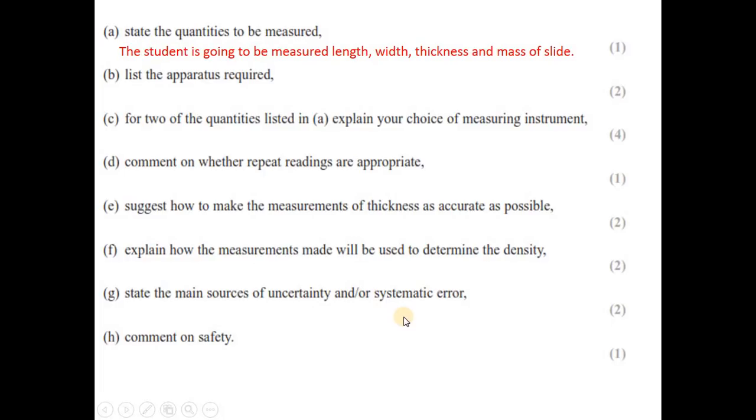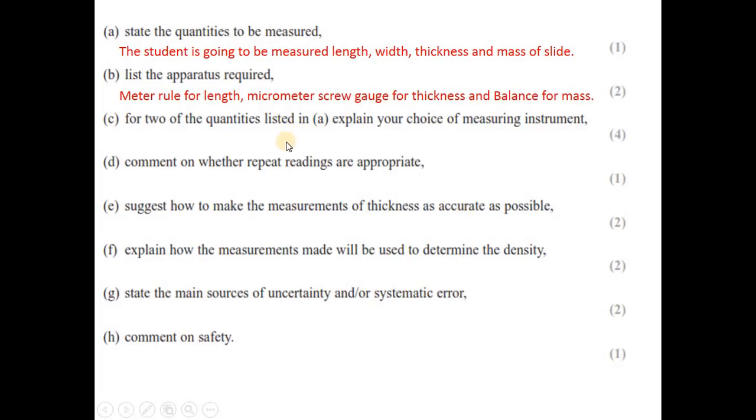List the apparatus required. Of course, for length and width, we can use a meter ruler. Thickness, because it's a very small measurement, so we can use a micrometer screw gauge. And the mass, we can use a weighing balance, a mass balance, for calculating the mass. For two of the quantities listed in A, explain your choice of measuring instrument.